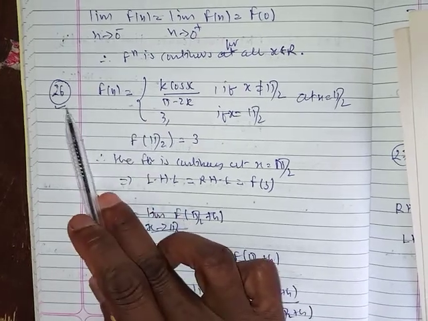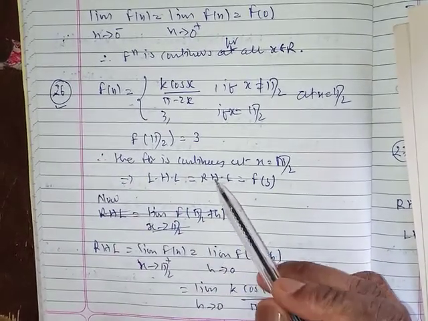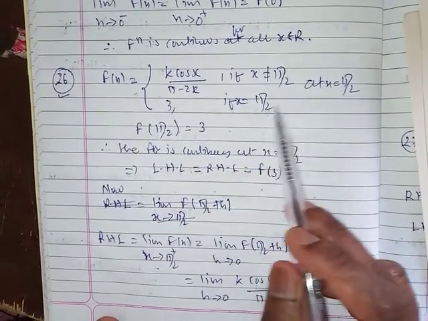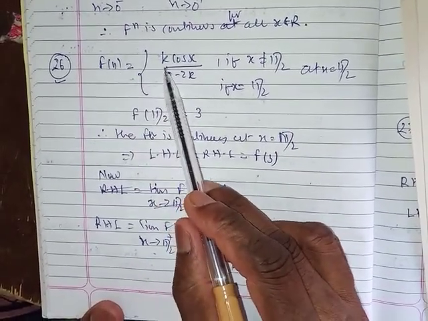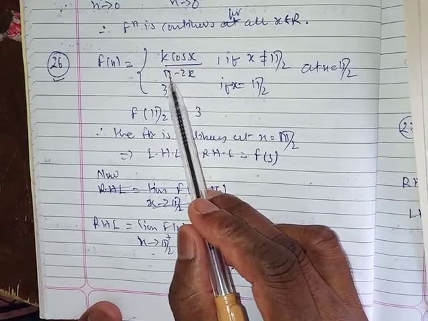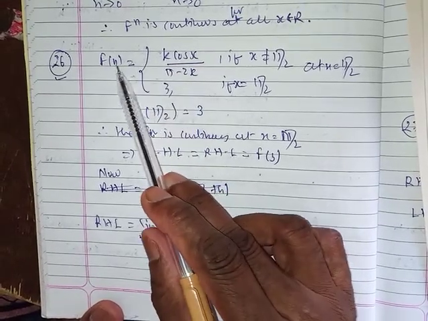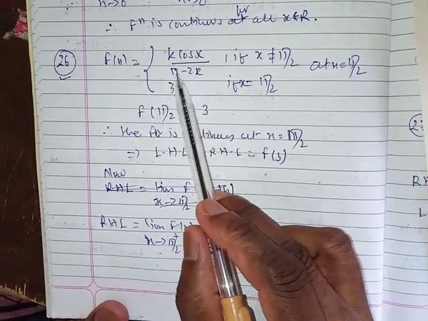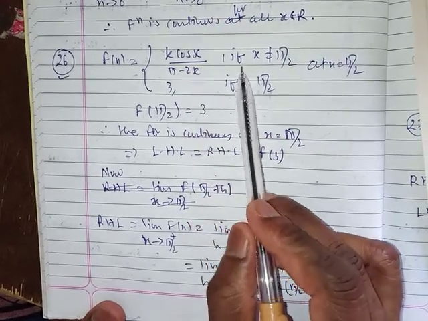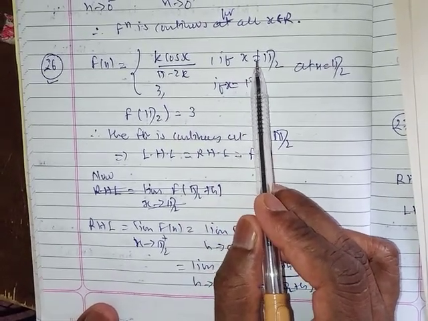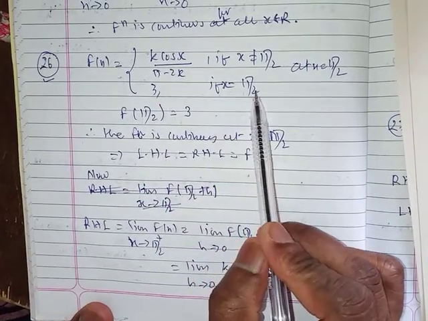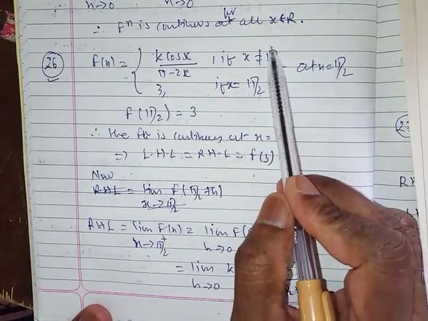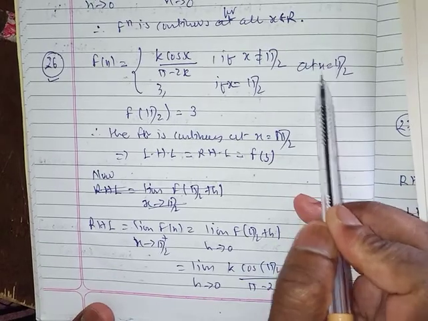Let's start with the 26th sum. Here the type of the question will be changed. f of x is equal to k cos x upon pi minus 2x if x is not equal to pi by 2, and f of x is equal to 3 if x is equal to pi by 2. So we have to check that it is continuous at x is equal to pi by 2.